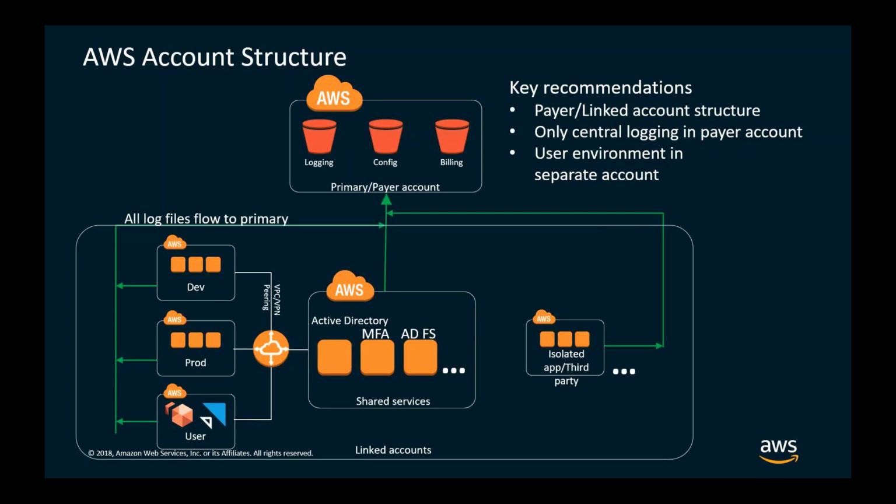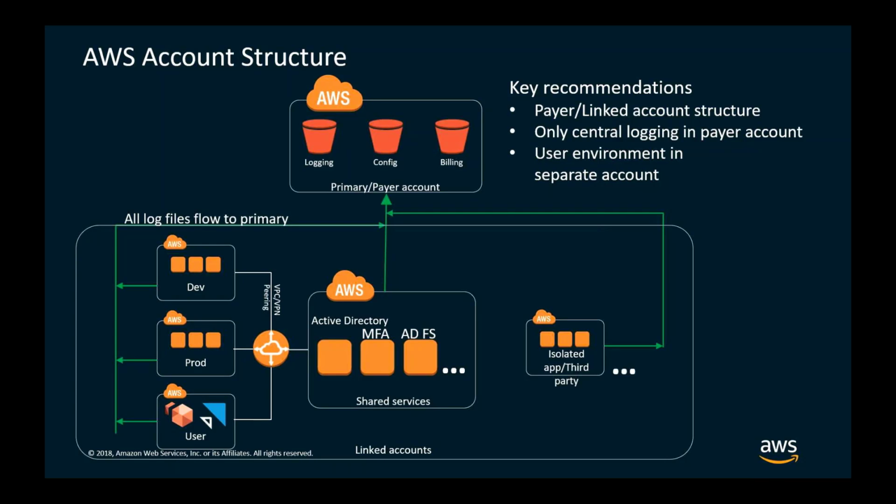Now, in this case, this is somewhere where AWS Organizations could help with the overall account relationships, the structure and governance. But even if you're not using Organizations, I still recommend a payer-linked account structure with that separation based on administrative boundaries. Central logging in the payer account, your user environment, your WorkSpaces and AppStream broken out separately.